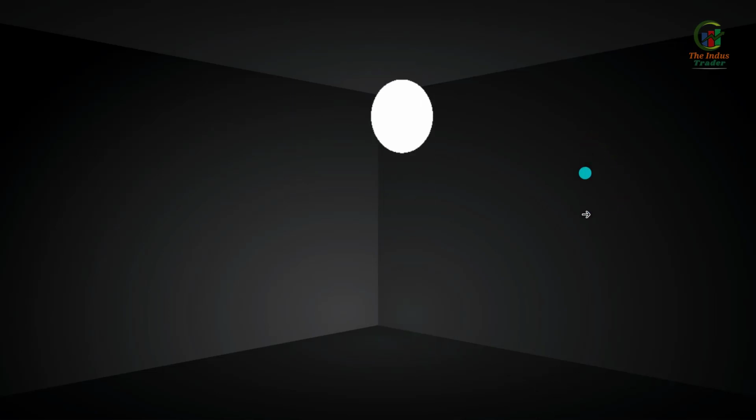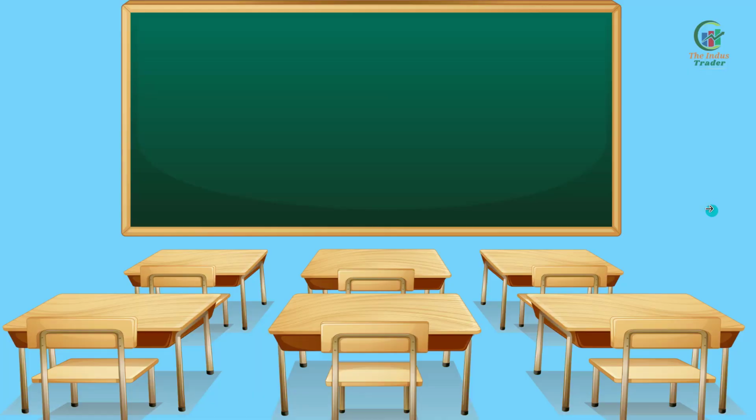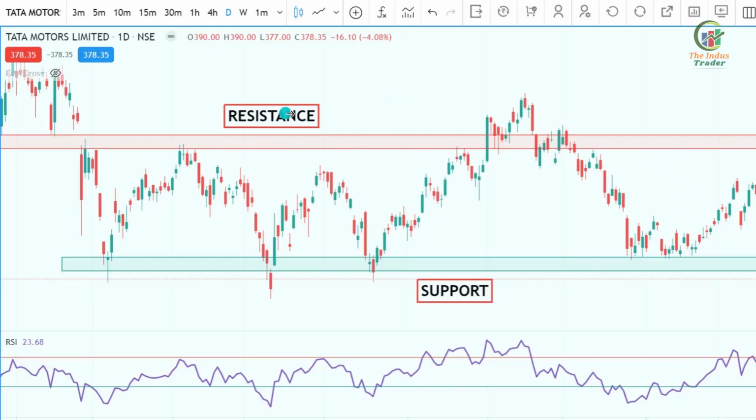So here this floor is acting as a support for this ball, and this roof is acting as a resistance for this ball. So let's see some chart. This is a Tata Motors chart which is in daily time frame. We have a dedicated video on time frames. If you have not yet watched, I highly recommend you to go and watch the video.